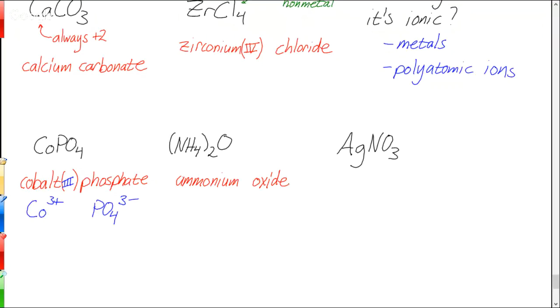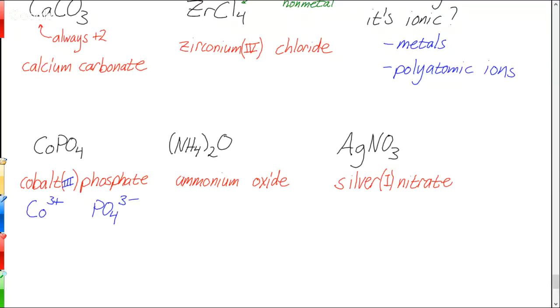So then the last one, we used this one in lab on Tuesday. This is silver nitrate. We got silver, Ag, we've got nitrate. Why would it be silver? Yeah, so nitrate is -1. So silver would have a charge of +1.